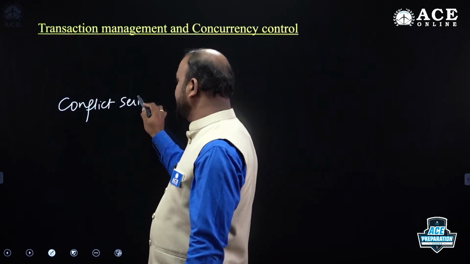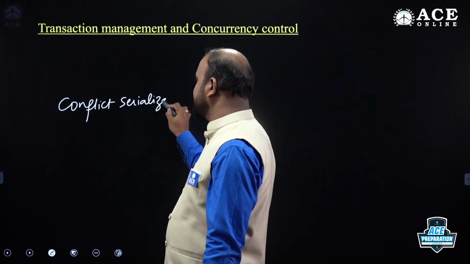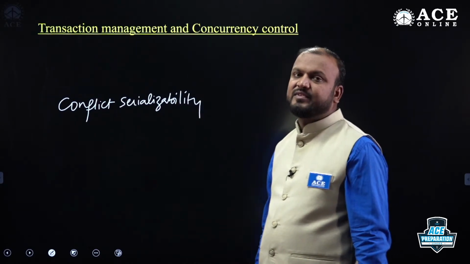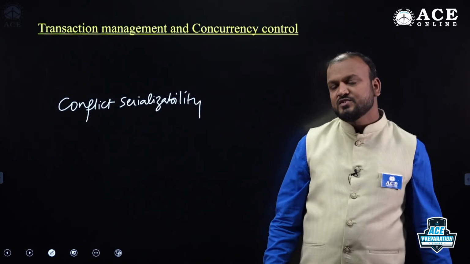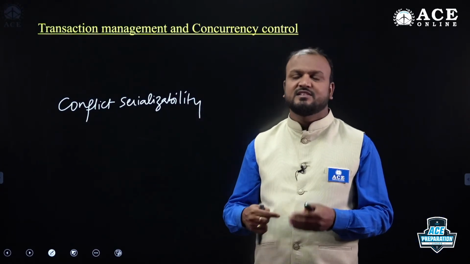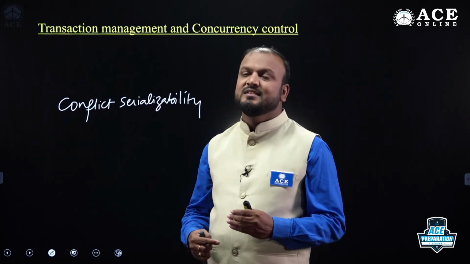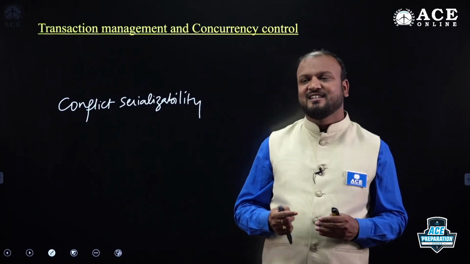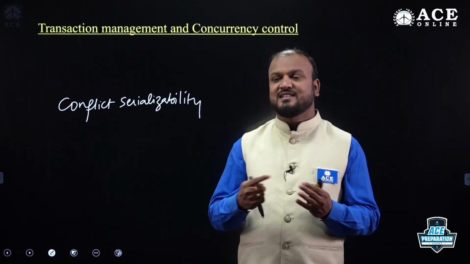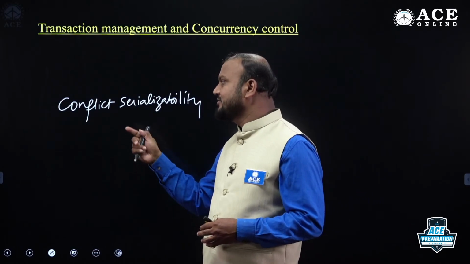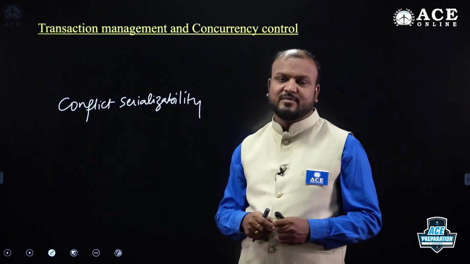Because so many questions in the previous years are based on the topic of conflict serializability. How to answer the questions of conflict serializability? You have to construct a precedence graph and decide whether the schedule is conflict serializable or not. And if it is conflict serializable, perform a topological sort and then decide which serial schedule it is equivalent to. That you can find in conflict serializability.